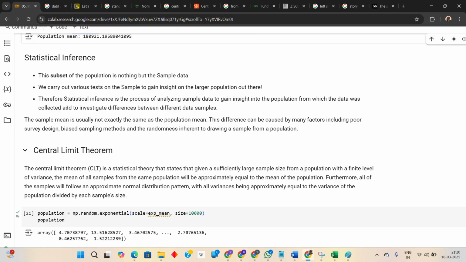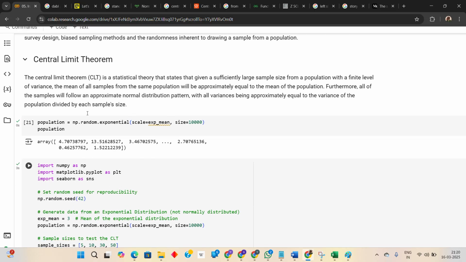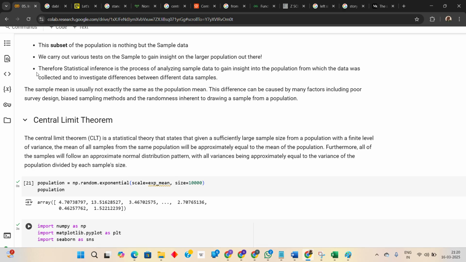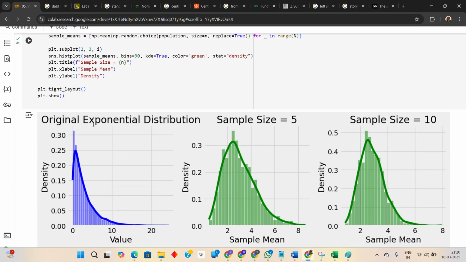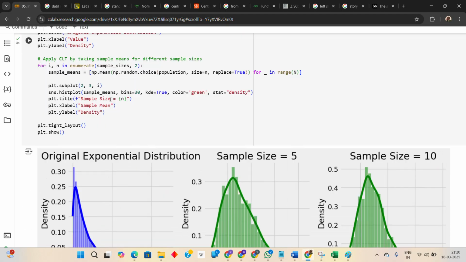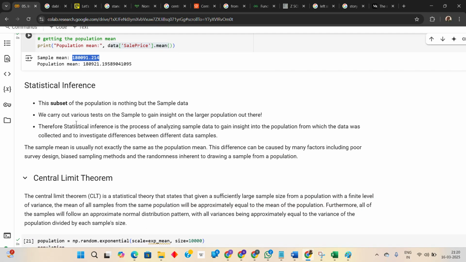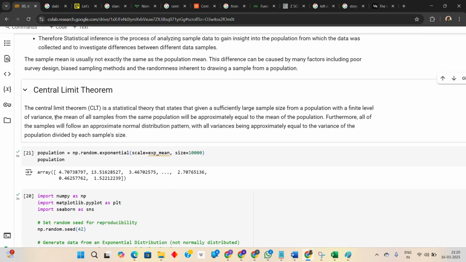And then we will investigate. We also have to investigate the difference between different data points. That is the theory about statistical inference, and all the steps we are performing from now onwards are a part of statistical inference. Okay. First thing is the central limit theorem.